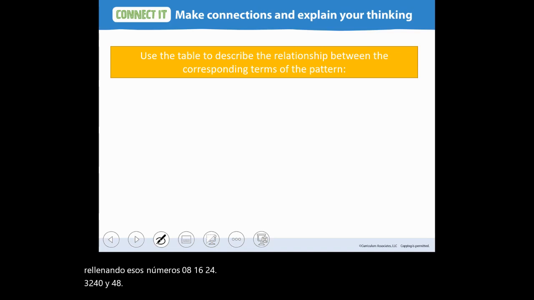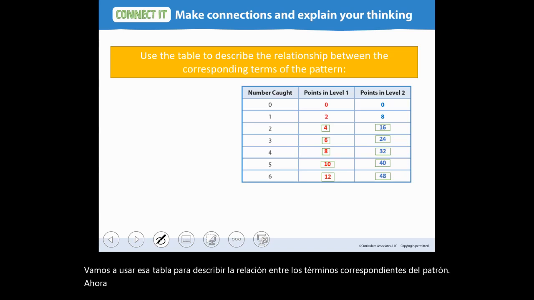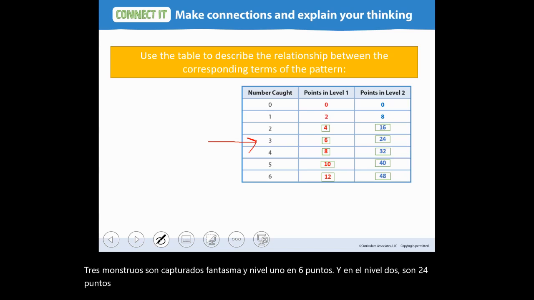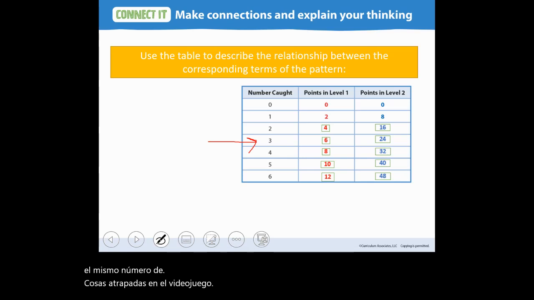So now we are going to use that table to describe the relationship between the corresponding terms of the pattern. The corresponding terms of the patterns are the ones that are in the same row. So for three monsters or ghosts caught, in level 1, that's 6 points, and in level 2, that's 24 points. Those are corresponding terms. They're in the same row of the table. They relate to the same number of things caught in the video game. So let me actually erase that.